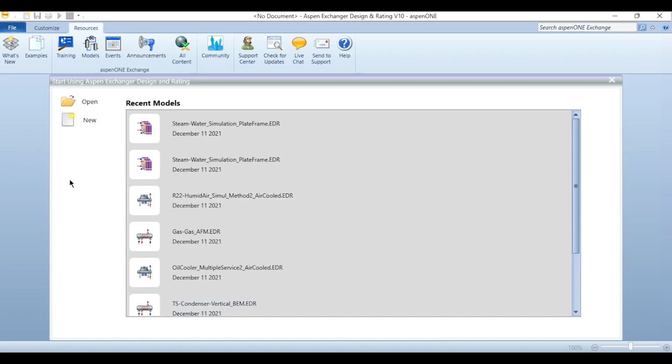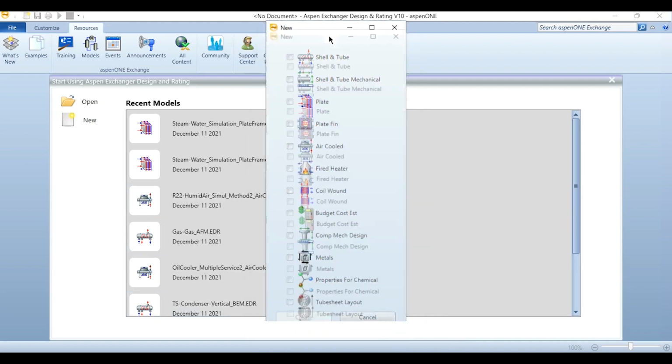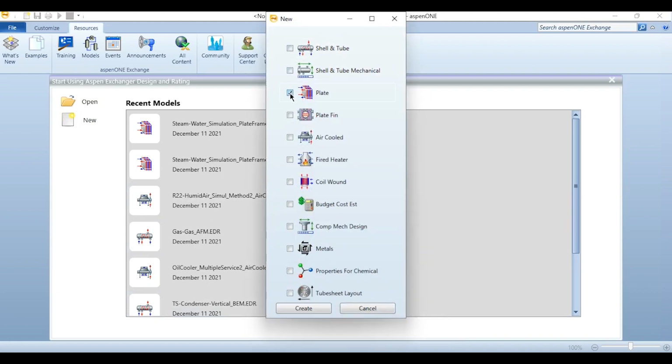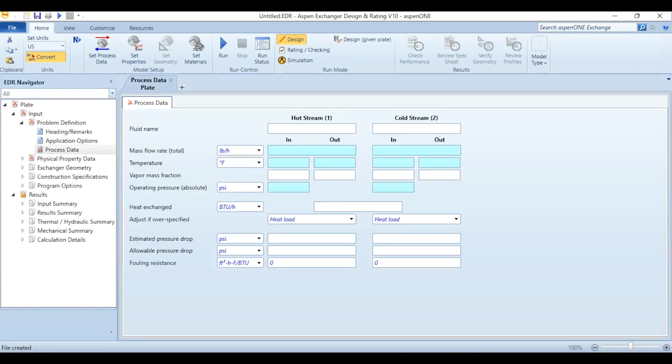First we will click on New, and there are again different types available. Click on this plate and create it. It will first check the license for the plate and then it will proceed. And as you can see, it has taken us to the interface. First we will convert the units and change them to metric because we have been given the information in metric. The hot stream we will name steam, the cold stream water.